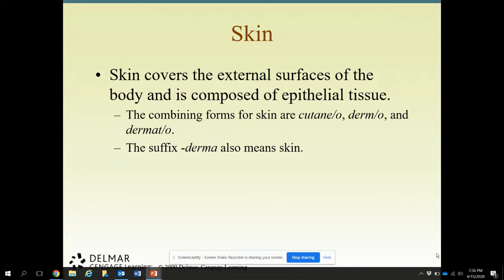Skin covers the external surface of the body and is composed of epithelial tissue. Some of the combining forms you'll hear is cutane, like cutaneous, derm. You've had that in your medical terminology, and dermat, like dermatitis, skin covering.